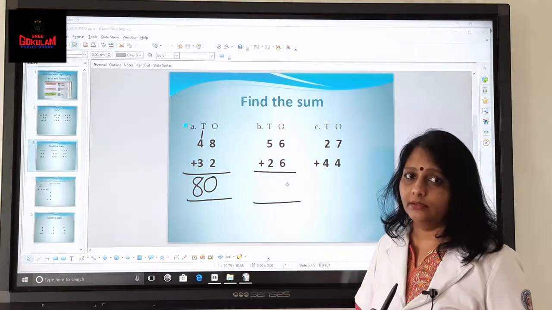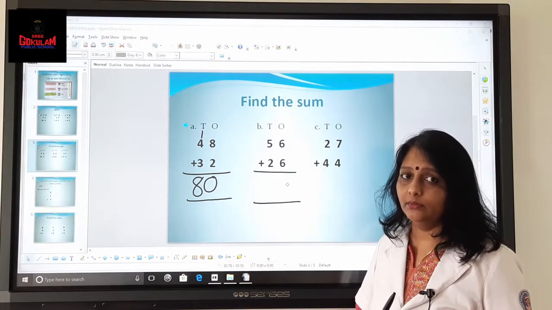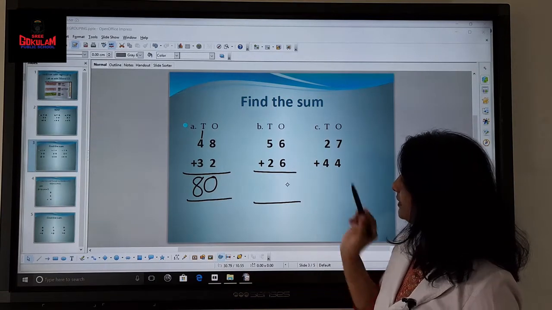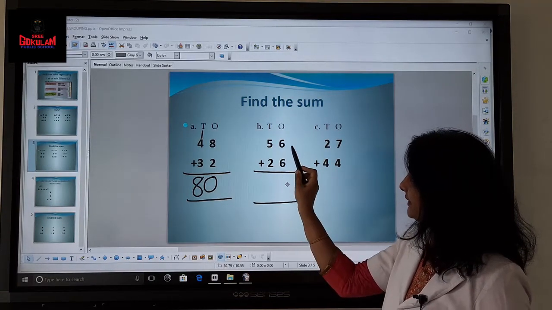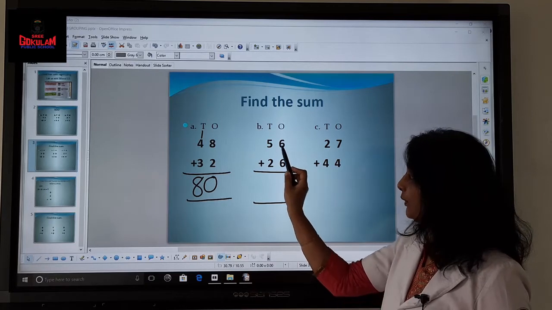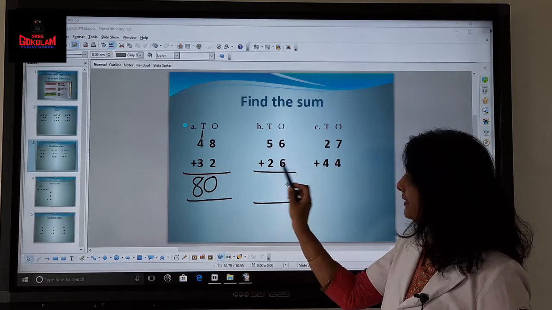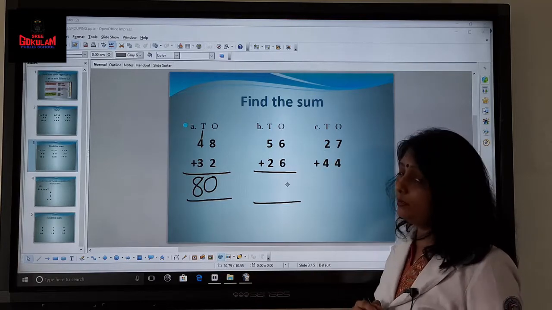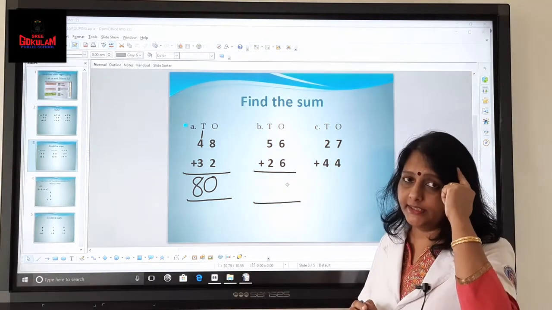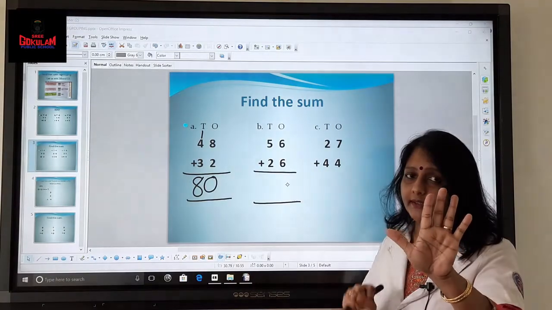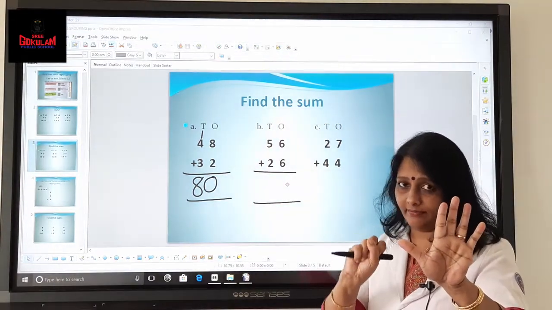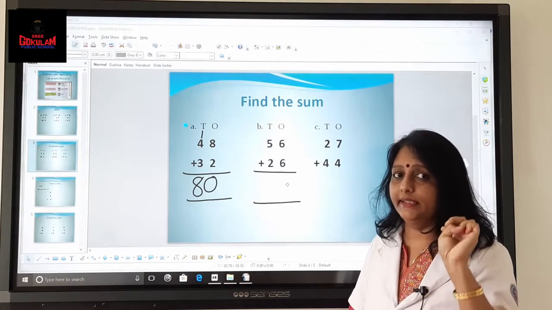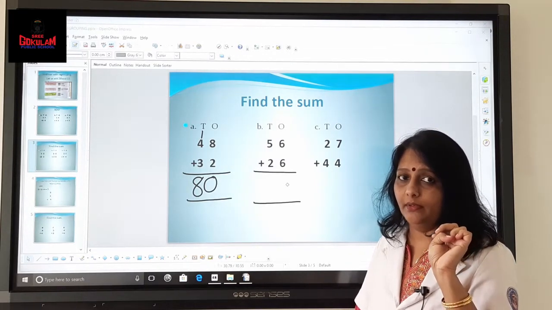Remember, always start from the ones place. Which are the numbers to be added? 56 and 26. How do I add 56 and 26? Ones place numbers 6 and 6. What is 6 plus 6? 6 in your mind, 6 on your fingers. After 6, 7, 8, 9, 10, 11, 12. 6 plus 6 is 12.